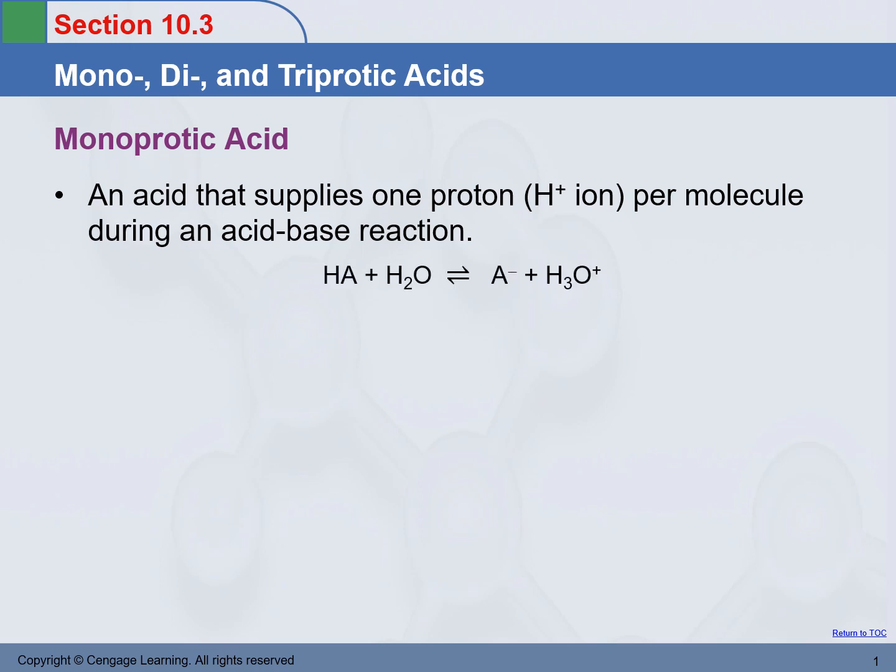So this is a generic representation of a monoprotic acid. HA represents an acid. One proton is donated to water when it is dissolved in water. We have been writing this several times. This equilibrium is called acid ionization equilibrium. This is the acid ionization equilibrium of a monoprotic acid.